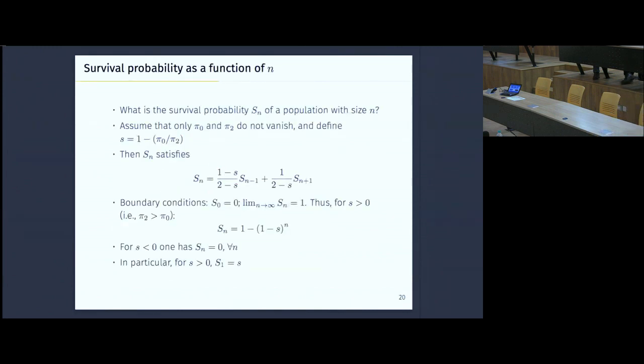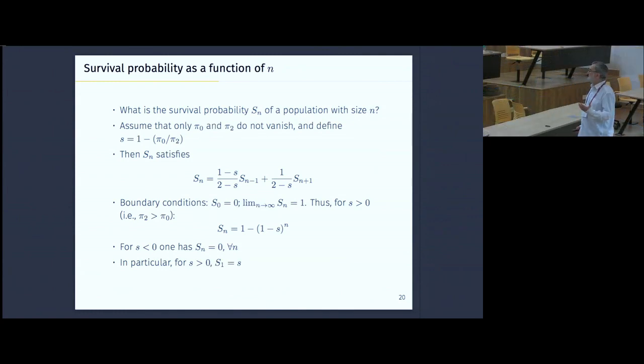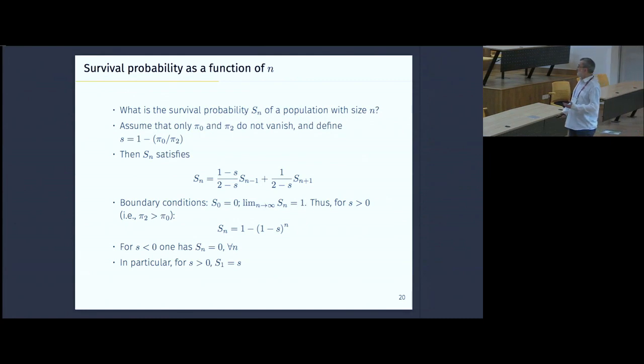Now, one point is very interesting. Imagine that you have a population of size n, and you want to ask, well, what is the probability that it survives? Of course, if it is in a subcritical state, then the probability is 0, and we don't have to worry. But if it is in a supercritical state, there is still some probability that it goes extinct. And this is the question that Sanjay asked before. So what is the probability of eventual survival of a population of size n?